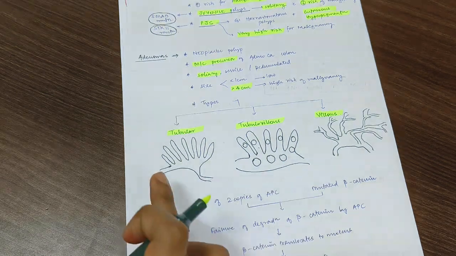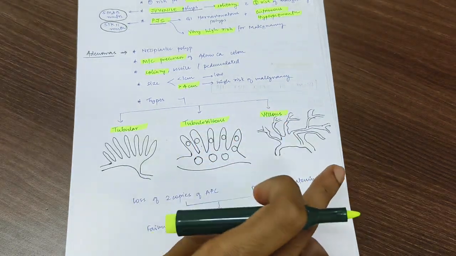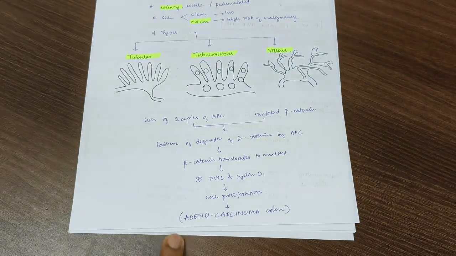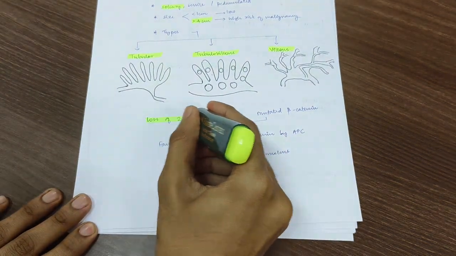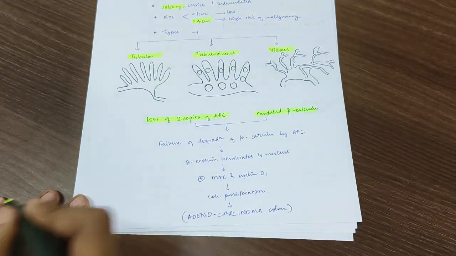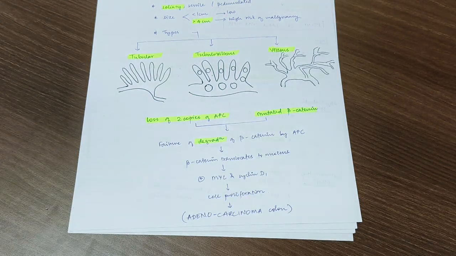So this is how we are going to draw: tubules, then tubulovillous with villous inside, then villous with branching pattern. So how will this adenoma lead to carcinoma? If they ask, you are going to draw this flow chart. There is loss of APC, a gene called APC, and there is a mutated beta catenin. So once this happens, there is a failure of degradation of beta catenin by APC.